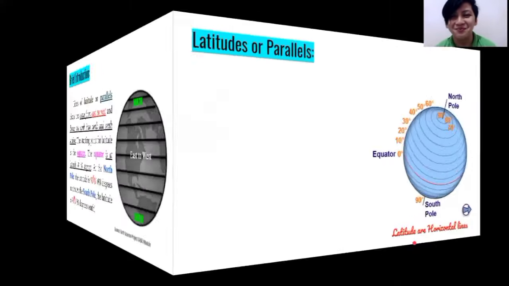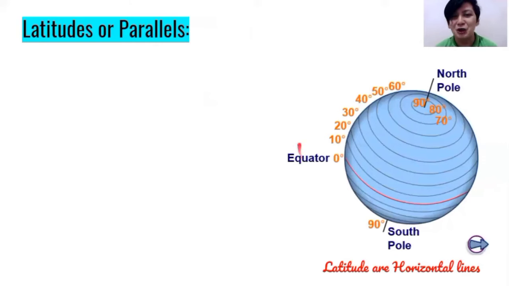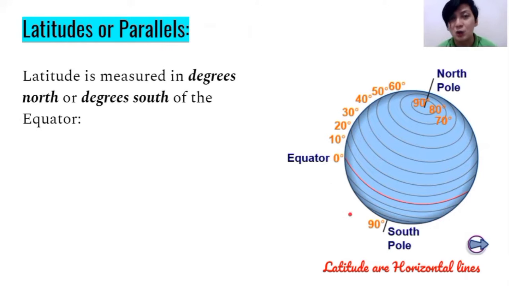Good job. So latitudes are parallels. So as you can see here, we have a lot of lines of latitudes or parallels. So those are horizontal lines. Kung ang longitude ay vertical lines, ang latitude ay horizontal lines. So latitude is measured in degrees north or degrees south. Longitude, degrees west or degrees east.